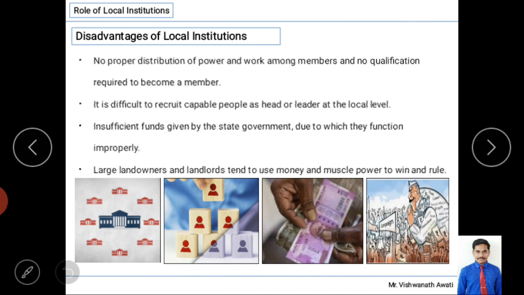And one more is that large landowners and landlords tend to use money and muscle power to win the rule. So here you can see that if people are rich, then they will use that money to control the activities. We have even seen 'note for vote', which means that we have to give a note to get a vote. So even that kind of activities they may take, right? So these are some disadvantages of local institutes, right?